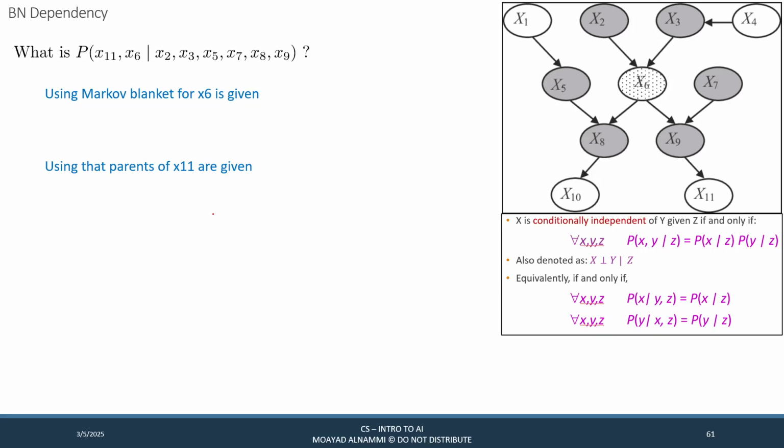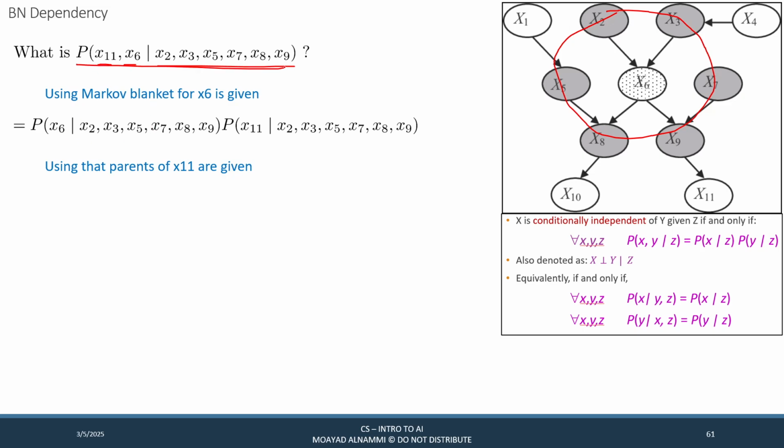Here's another more concrete example with the Markov blanket. What is the probability of x11 and x6 given the Markov blanket of x6? So you're given these variables here. Then we already know that x6 is independent of all other variables given its Markov blanket. We could have broken down this entire query into the probability of x6 given its Markov blanket multiplied by the probability of x11 given the evidence that exists. And we could have solved this alone and this alone.